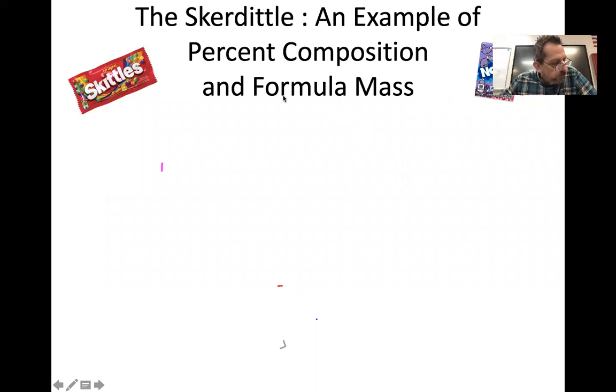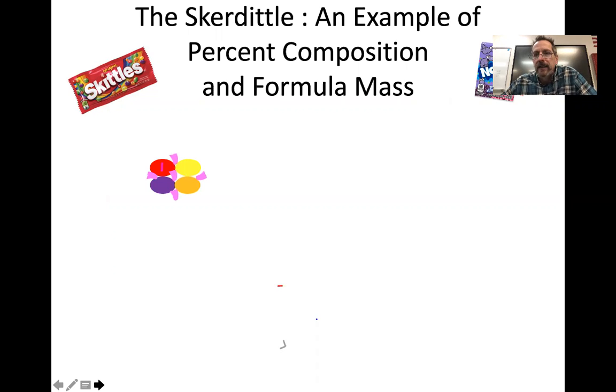Okay, students, welcome. So this is a quick tutorial on how to deal with a concept in chemistry called percent composition, which relates to another concept called formula mass. So what I did was try to create an analogy here. So here's an analogy that I've come up with.